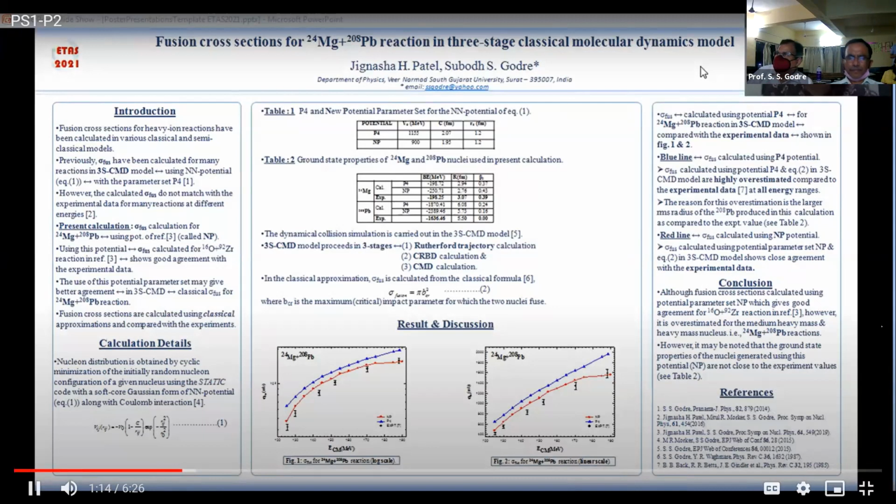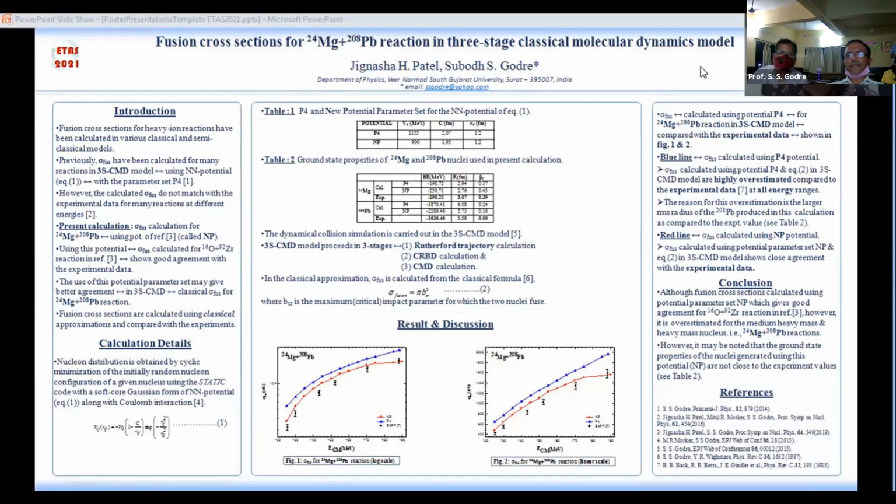Using this potential, fusion cross-section have been calculated for 16 oxygen plus 92 zirconium reactions in reference 3, which shows good agreement with the experimental data. So, the use of this potential parameter set might give better agreement in the 3S CMD model for the 24 magnesium plus 208 lead reaction. In the present work, fusion cross-section are calculated using classical approximation and compared with the experiments. Now let's discuss calculation details.